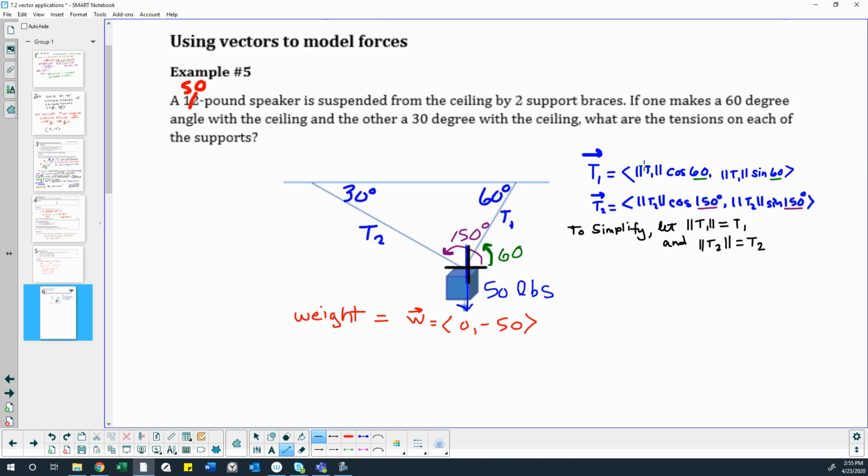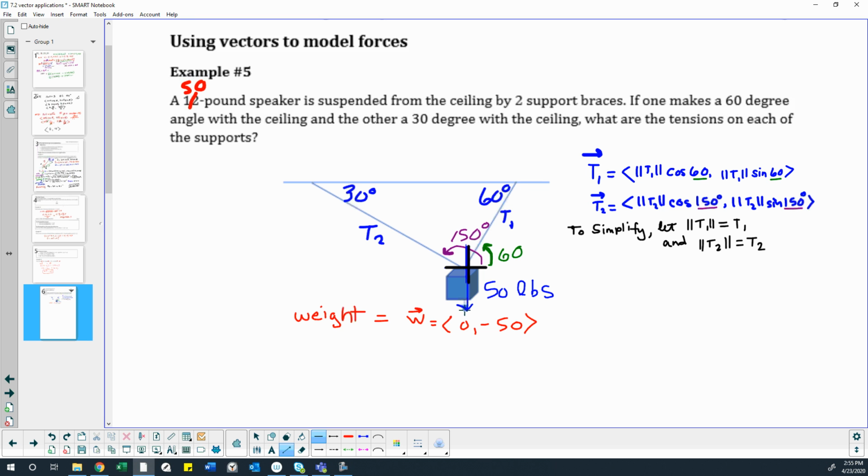So to find the component forms, we need the magnitudes and the angles. We know the angles, we don't know the magnitudes. That's what we're trying to find. Since we're trying to find the magnitudes, and this notation with the double lines is rather clunky, and since magnitudes are just scalars anyway, I'm just going to use variable t1 to represent the magnitude of vector t1 and t2 to represent the magnitude of vector t2.